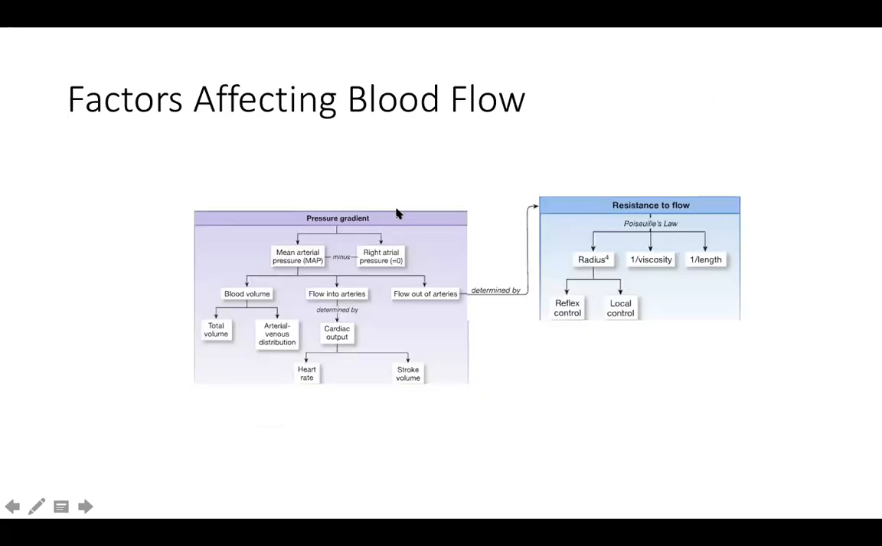So, factors affecting blood flow. Here we go. There is that pressure gradient. Remember that math formula that I wrote out, where you have mean arterial pressure at one end of the tube minus the right atrial pressure, which I said was 0, at the other end of the tube. So we're left with just mean arterial pressure being a factor that is important in blood flow.